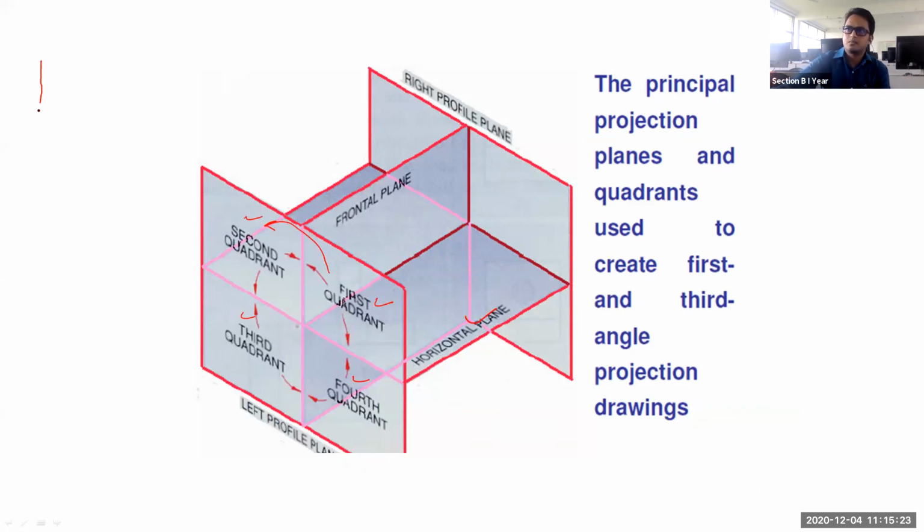Suppose this is your board, and I'm dividing it into four equal halves. This is your first, second, third quadrant, and this will be your fourth. So you have to remember that we are coming in an anti-clockwise direction. The quadrant system is moving in an anti-clockwise direction.